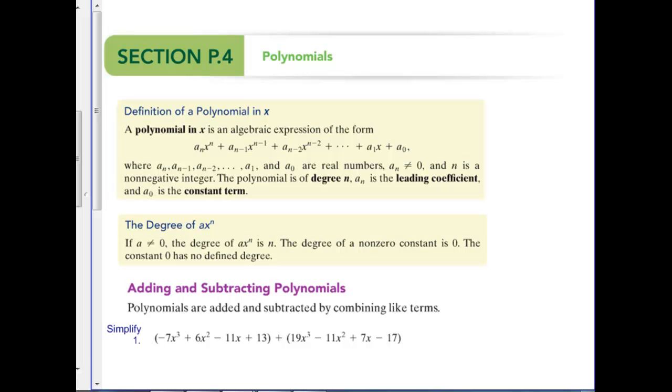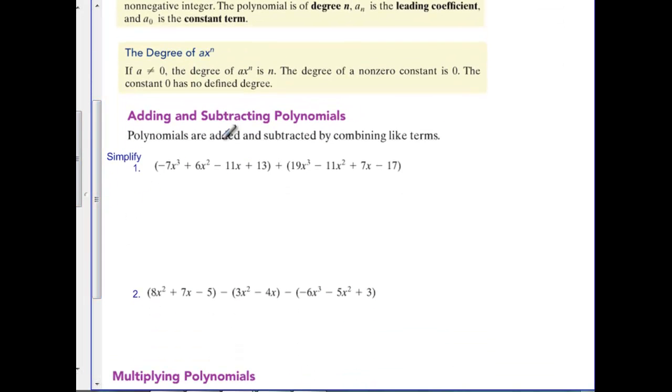So a polynomial in x just means that x is your variable. You're going to put them in descending order. Whenever it asks for the degree of a polynomial in x, it's just saying what's the highest exponent attached to x. Whenever you're adding and subtracting polynomials, adding is super easy. So all you're going to do is combine like terms.